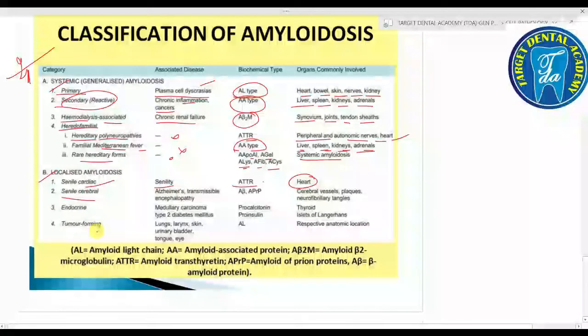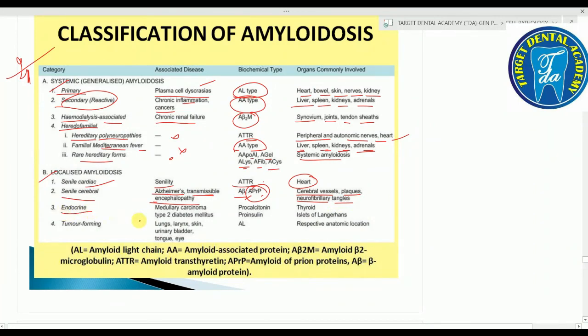The second is the senile cerebral. The associated disease is Alzheimer and transmissible encephalopathy, and it involves A beta and APrP, which means the amyloid of the prion protein, and commonly it involves the cerebral vessel, plaques and neurofibrillary tangles.